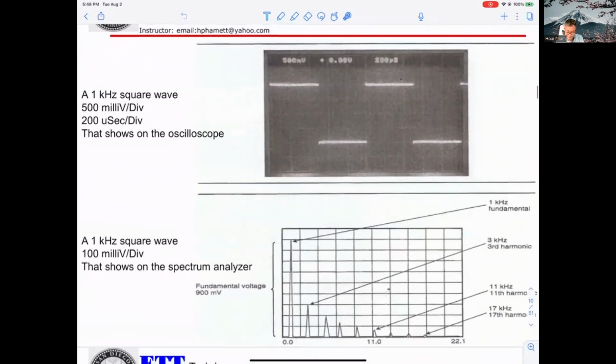This is the same, just display. On the spectrum analyzer, 1 kilohertz square wave, 100 millivolt per division. That means you get a 500 millivolt per division. Then you can calculate to see what the V peak to peak is.